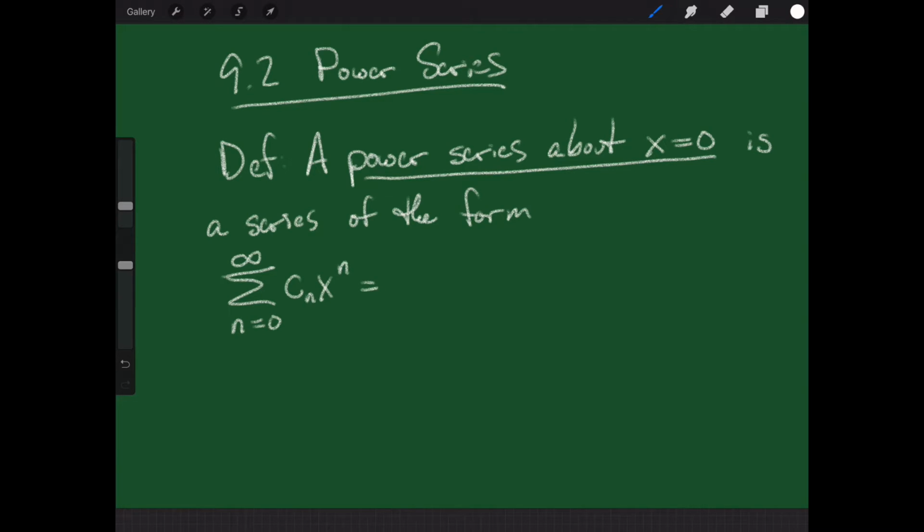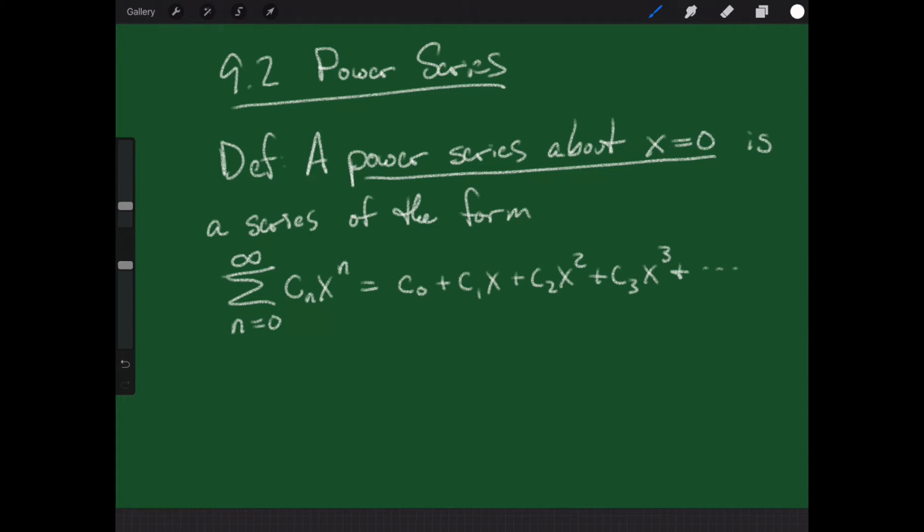Now, if I were to write that out the long way, it looks something like this. It would look like c0 plus c1 x to the first plus c2 x squared plus c3 x cubed plus and so on out to infinity. So this is what we call a power series about x equals 0.